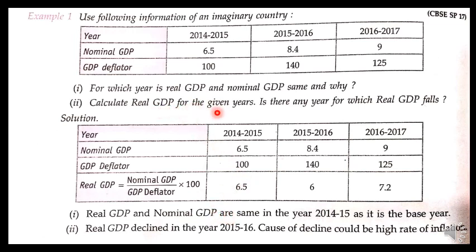Calculate real GDP for the given years. Is there any year for which real GDP falls? Looking at the table, we know that the real GDP will be falling because both years show the GDP deflator which has risen. You remember the first I started with the GDP deflator example. So the GDP deflator has risen here also in comparison. Now if we take this as the base, in comparison to this it has risen. So in the year 2015-16, substituting in the formula these two values of nominal GDP and deflator, you get the answer real GDP 6.